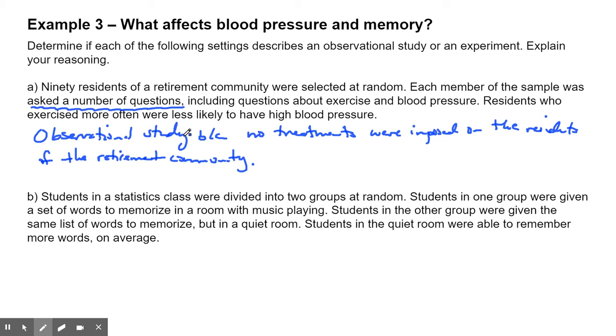Okay, B, students in a statistics class were divided into 2 groups at random. Students in one group were given a set of words to memorize in a room with music playing. Students in the other group were given the same list of words to memorize, but in a quiet room. Students in the quiet room were able to remember more words on average.